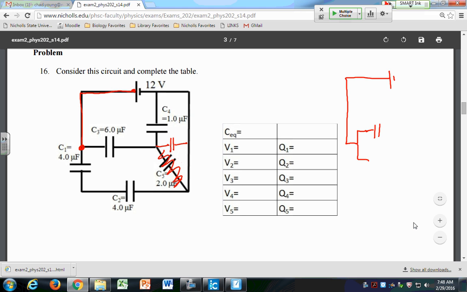I'll call this one C3. It's 6 microfarads. Down here, I have C1. It's 4 microfarads.